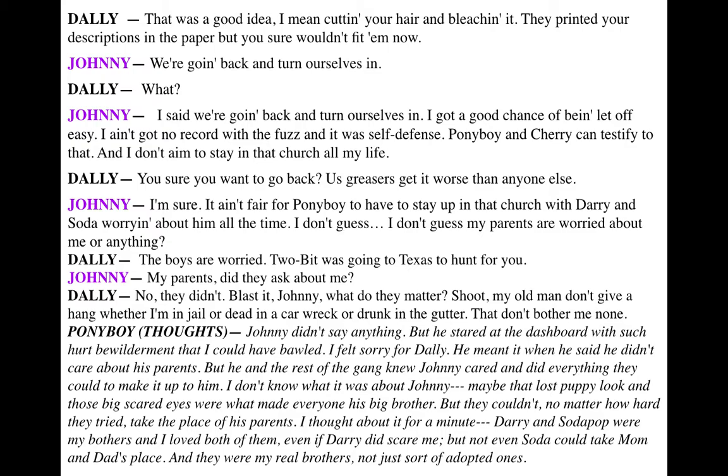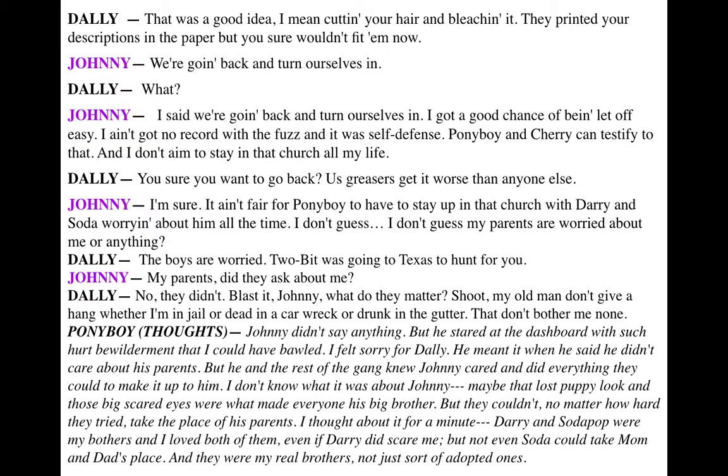Let's keep going. That was a good idea. I mean, cutting your hair and bleaching it. They printed your descriptions in the paper, but you wouldn't fit them now. What? You sure you want to go back? Us greasers get it worse than anybody else. The boys are worried. Two-Bit was going to go to Texas to hunt for you. No, they didn't. Blasted, Johnny. What do they matter? Shoot, my old man don't give a hang whether I'm in jail or dead in a wreck or drunk in the gutter, and that don't bother me none.